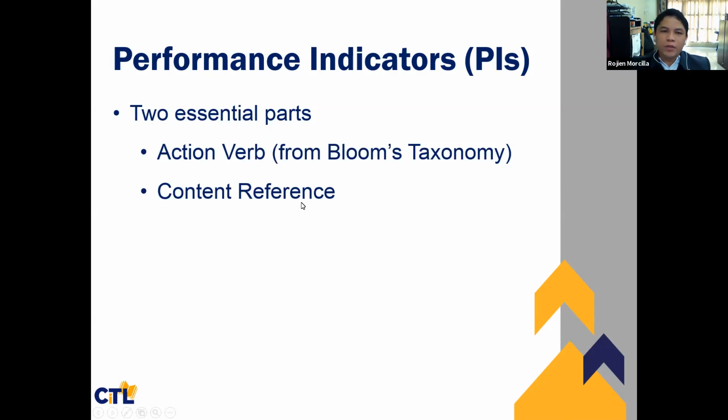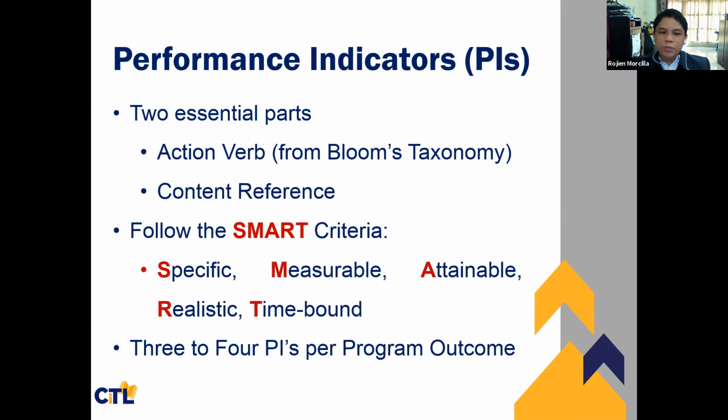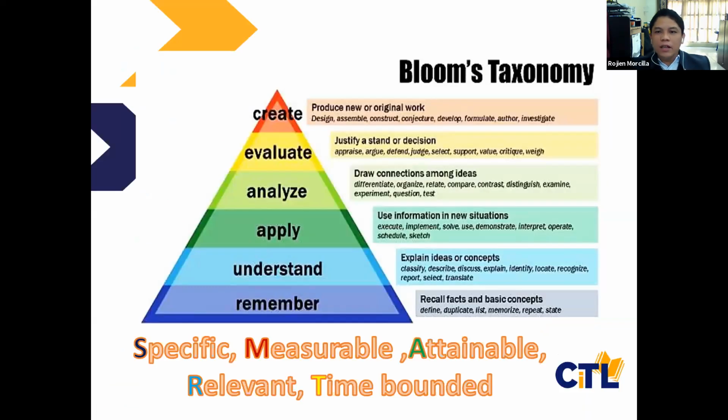Later on, I will have an example of this. It should basically follow the SMART criteria: specific, measurable, attainable, realistic, and time-bound. That's clear, same as our different outcomes. And there should be 3 to 4 PIs per program outcome or program educational objective. Okay? So it follows Bloom's taxonomy.